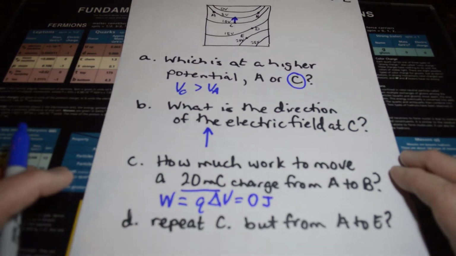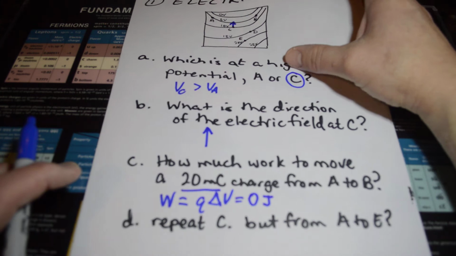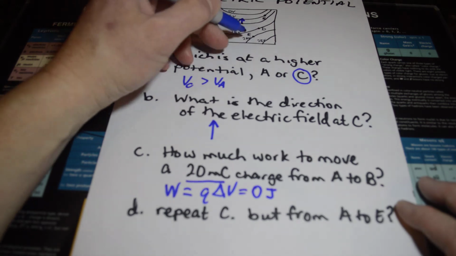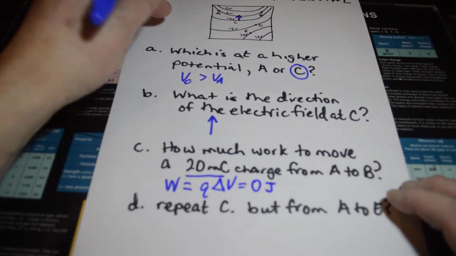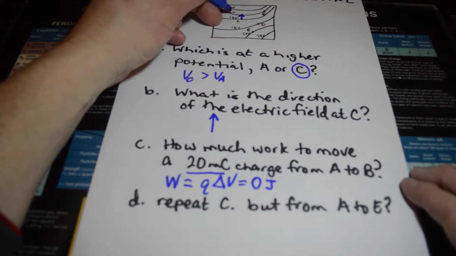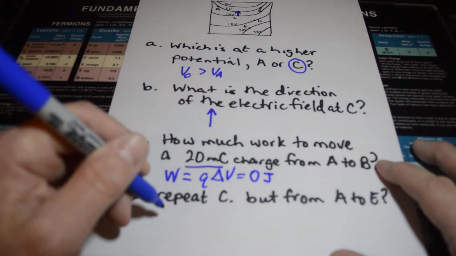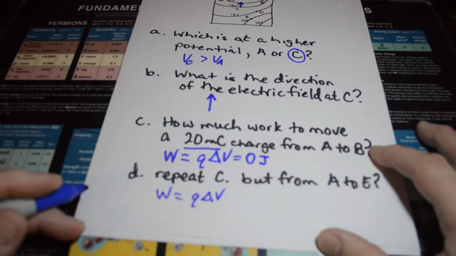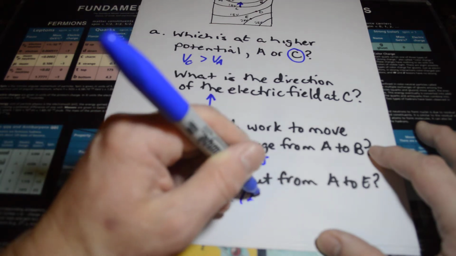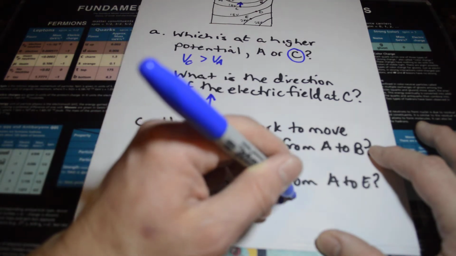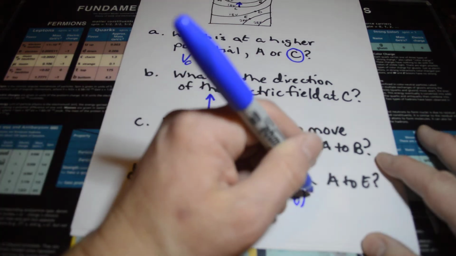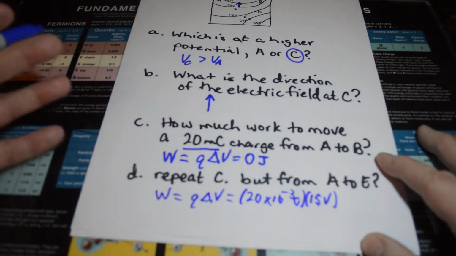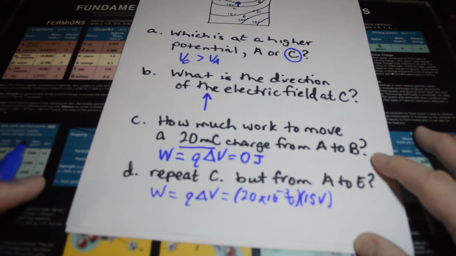A to B. And the last question is a repeat, part C, but going from A to E. So if you're going to move it from A to E, now you have a potential difference, because the potential at A is 5 volts and the potential at E is 20 volts. So the work is the charge times the potential difference, and we would actually do a calculation. 20 millicoulombs is 20 times 10 to the negative 3 coulombs. And the difference in the potential is 15 volts. It goes from 5 to 20, so the difference is 15 volts.